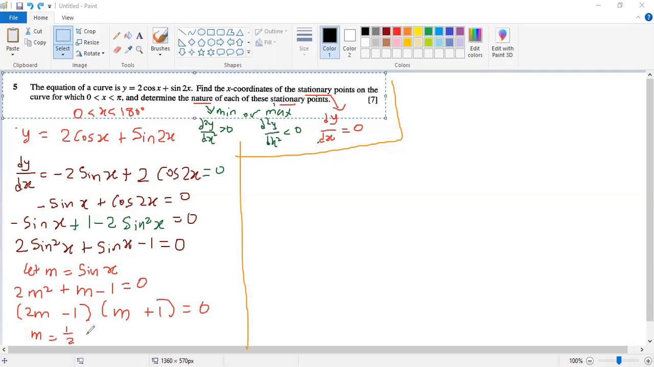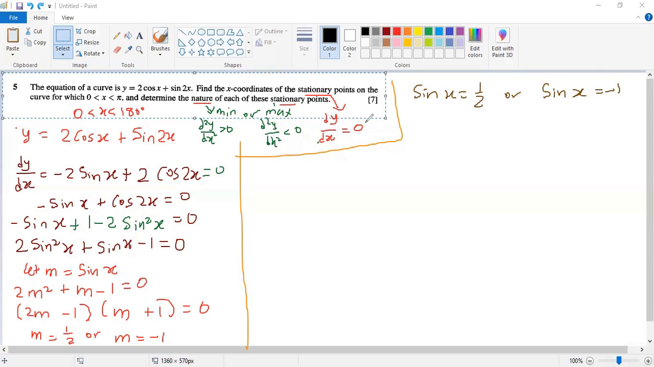So m equals 1 over 2, or m equals negative 1. So what is m? Sine x equals half, or sine x equals negative 1. So there are 2 possibilities here. Perhaps I'm going to copy this at the top so that we can do a split into branches. Sine x equals half, or sine x equals negative 1. The first thing when we see something like this, we want to find the acute angle. These are special values.